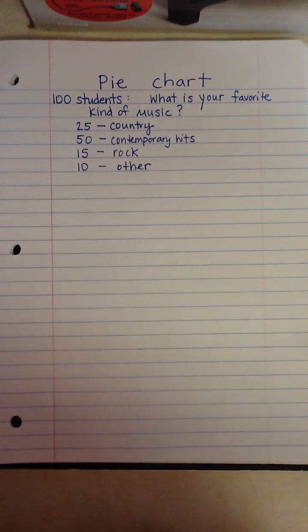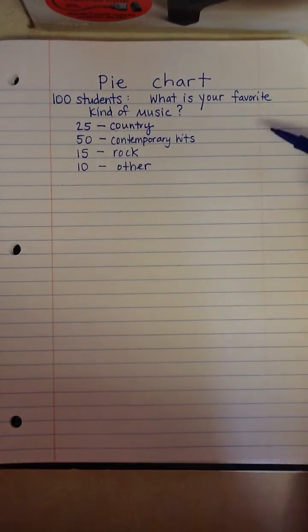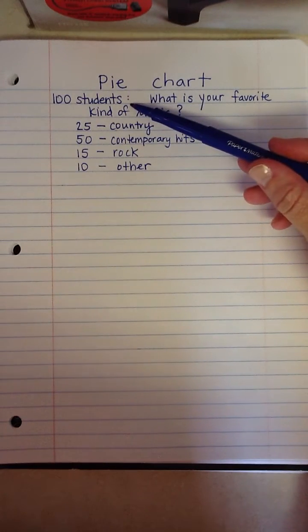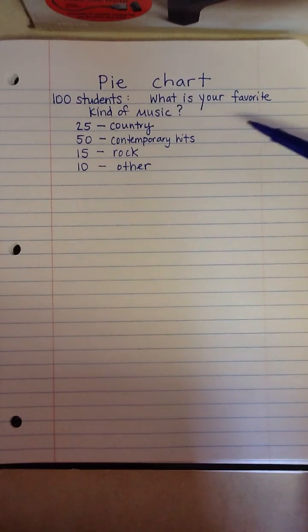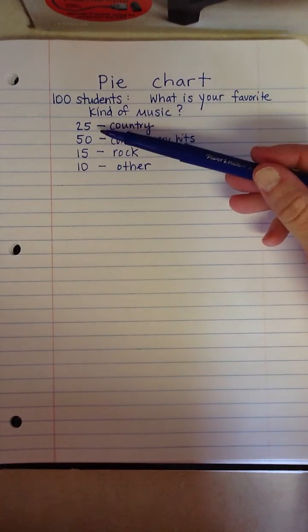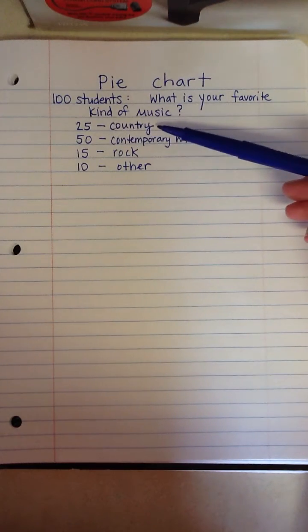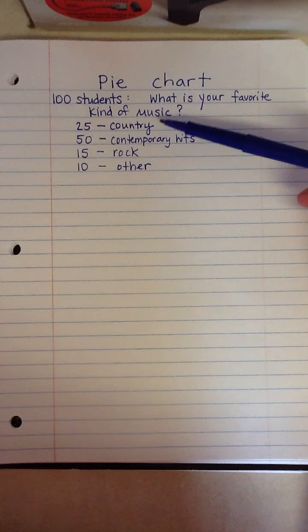This video will show you how to make a pie chart. Let's say that I have 100 students that I ask a question. What is your favorite kind of music? And let's say, for example, that 25 respond by saying country. That's my favorite kind of music.